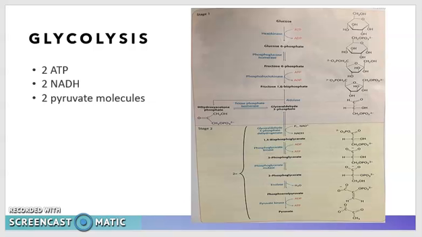Glycolysis takes place in the cytosol of a cell, and it can be broken down into 2 main phases, the energy requiring phase and the energy releasing phase. And at the end of glycolysis, 2 ATP, 2 NADH, and 2 pyruvate molecules are attained.